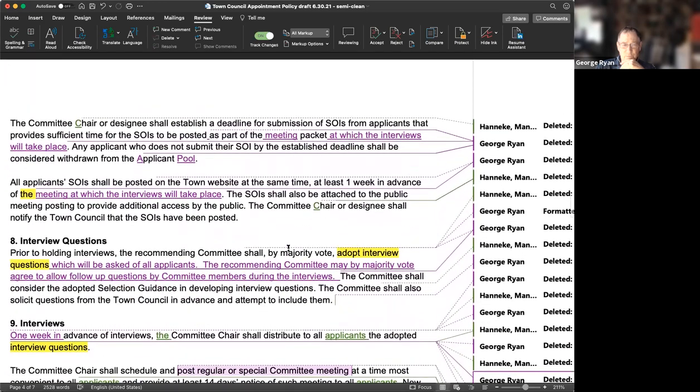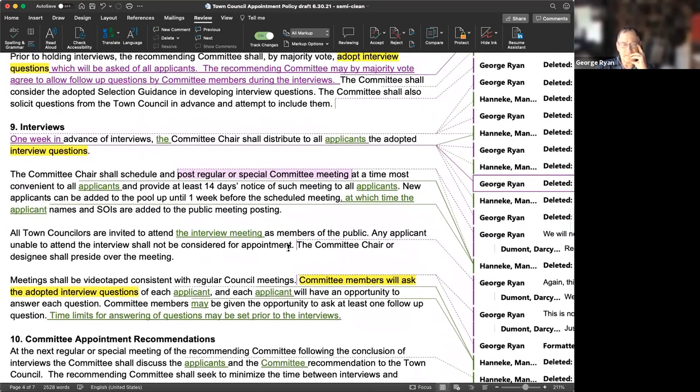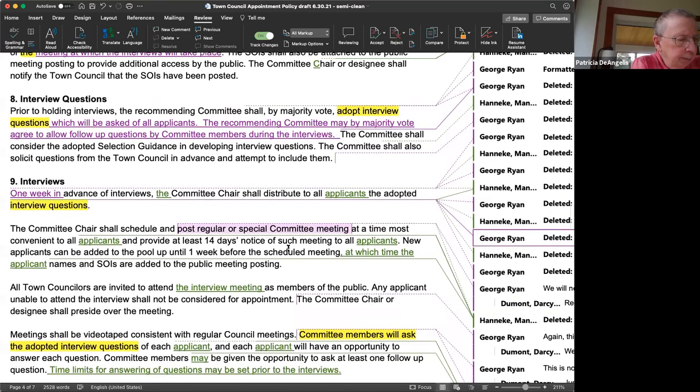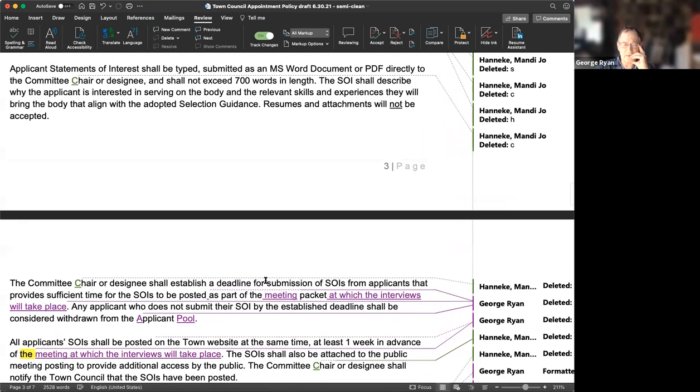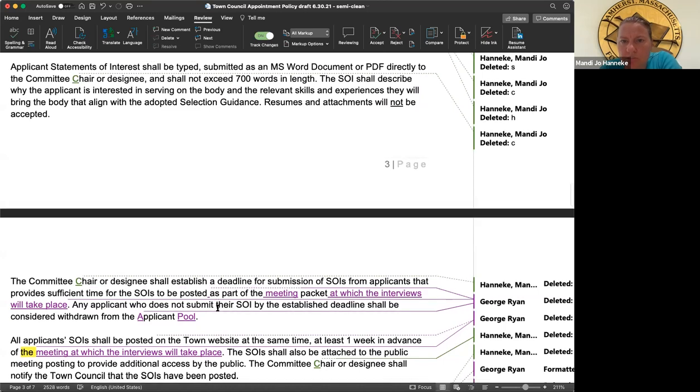Thoughts, people, do you want to keep 7 or do you want to keep 9? Well, we have to decide. Maybe it's not such a big deal, but we just need to decide one or the other. And if we change 7, Mandy, the language would be what? 9 needs a little adjustment, but it would be any applicant who does not submit their SOI prior to the chair adding the names to the public meeting post.